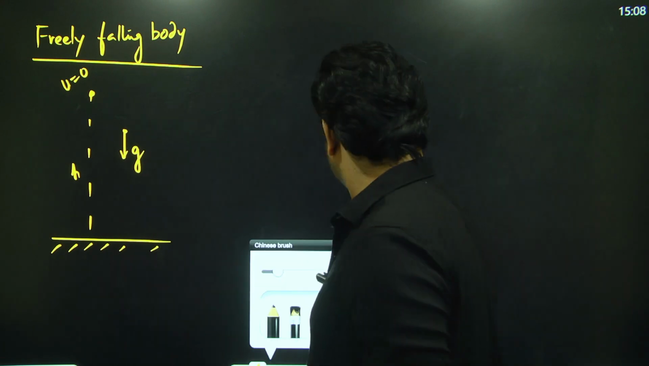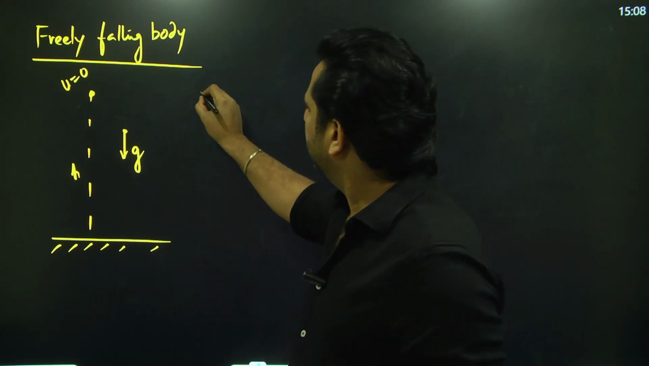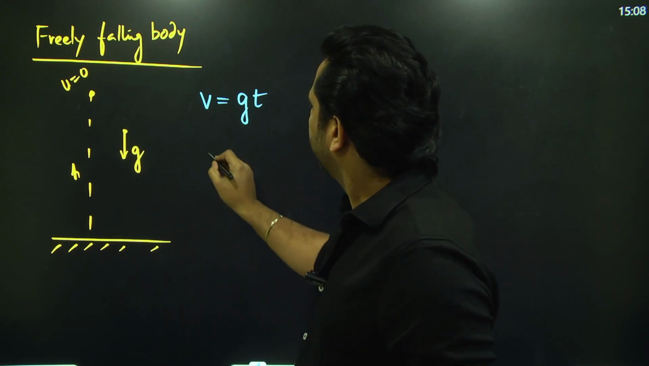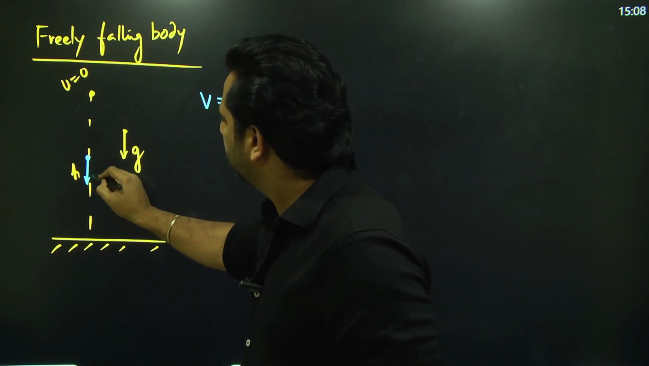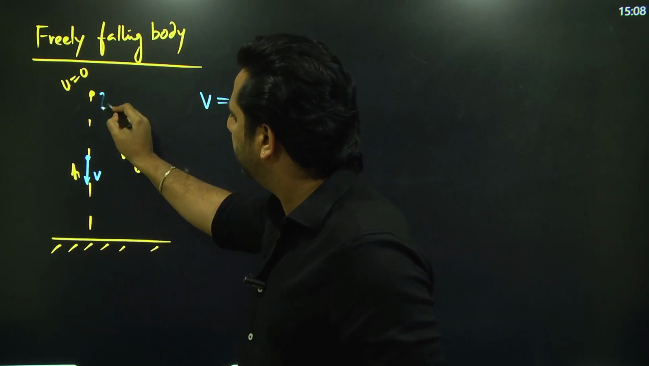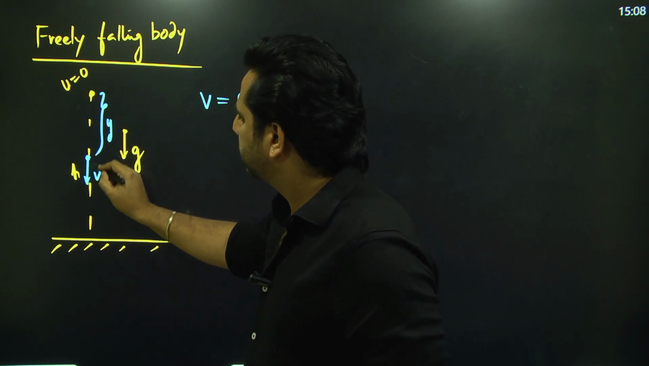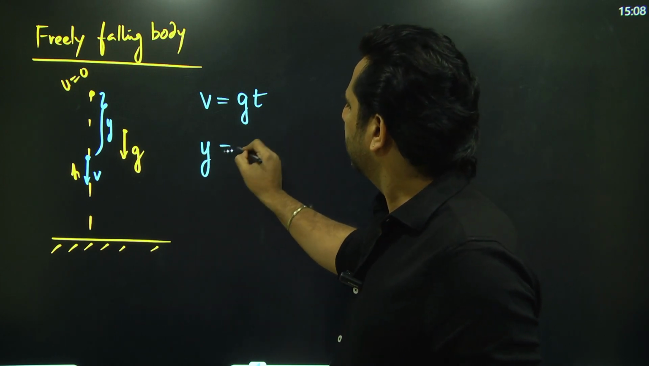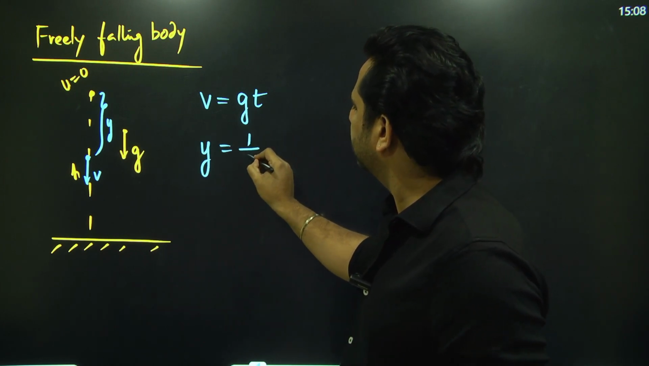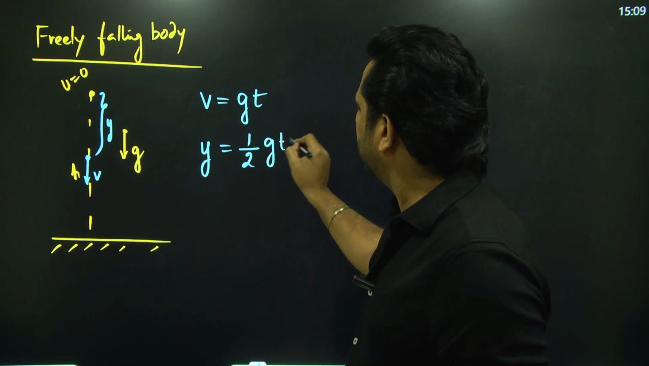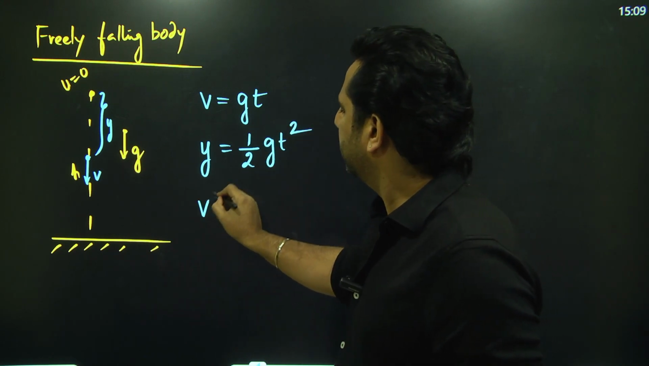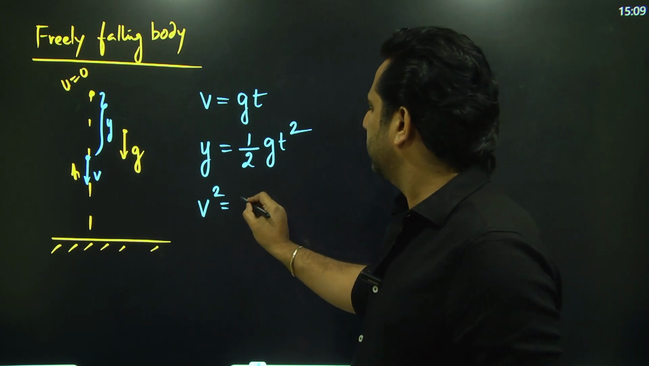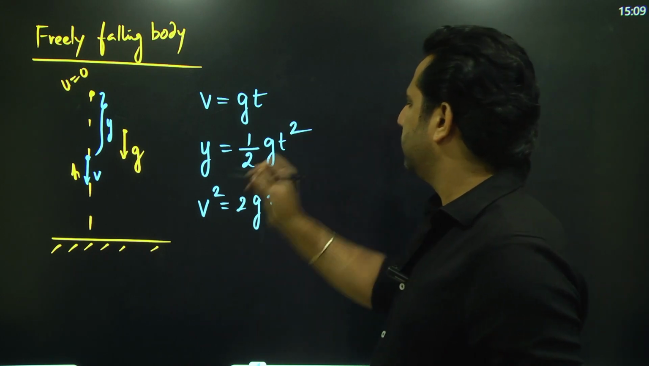So what will be the equations of motion in this case? v is equal to u plus at, u is 0, so v is equal to gt. And displacement, so at any point of time, it has come down by traveling a displacement of y. It has gained a velocity v, so v is gt, and y is equal to ut plus half at square, u is 0, so y is equal to half gt square. In the third equation, v square is u square plus 2ax, u is 0, so v square is equal to 2gx.